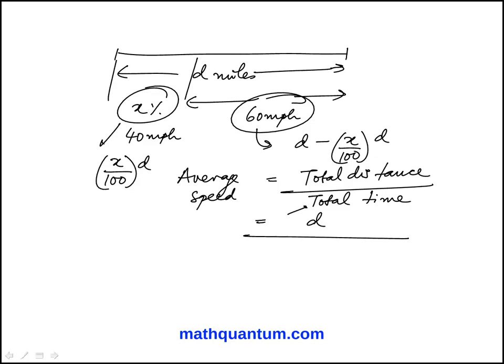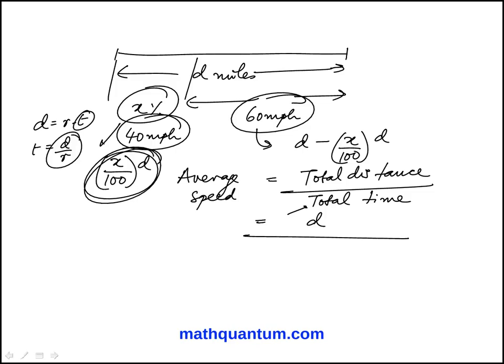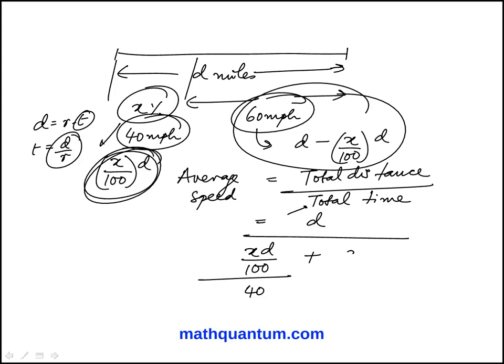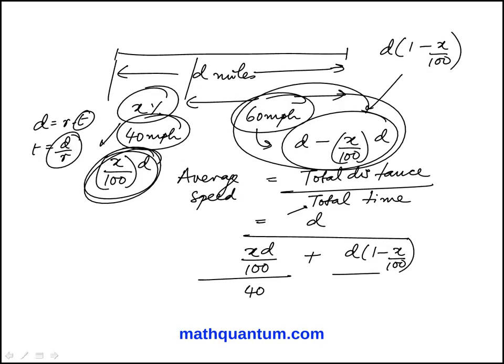Now we have to find the time for each segment. We know the average speed. We know the distance. So in general, distance is rate times time. So we need to find the time, which is distance over rate. So here the distance is xd over 100, and we divide it by the rate, which is 40. And then for this segment here, it would be d, and I'm actually going to factor out the d here, 1 minus x over 100. We'll see if that helps. And then divide this by 60. So that's the expression I need to simplify.